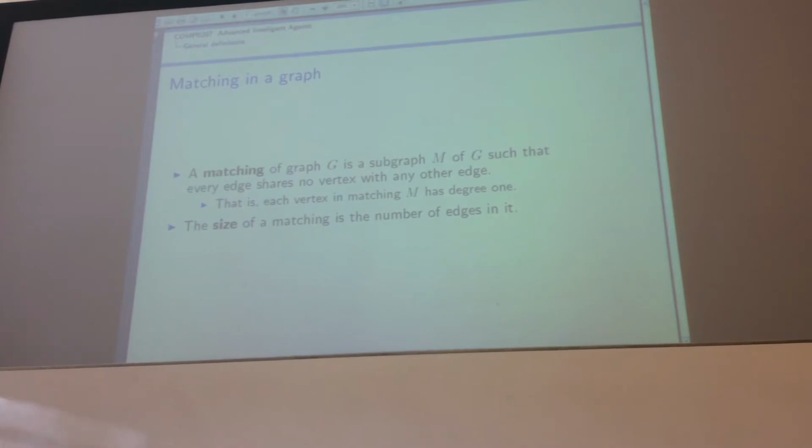I remember that you saw that everyone was familiar with basics of graph theory. So this is just a few notions that we will need. So what is a matching on the graph? A matching on the graph is just a subgraph where any two edges do not share a common vertex. So no vertex is covered by more than one edge. It can be uncovered or covered by exactly one edge. So the degree of each vertex in a matching is either one or zero. Now the size of the matching is the number of edges in it.